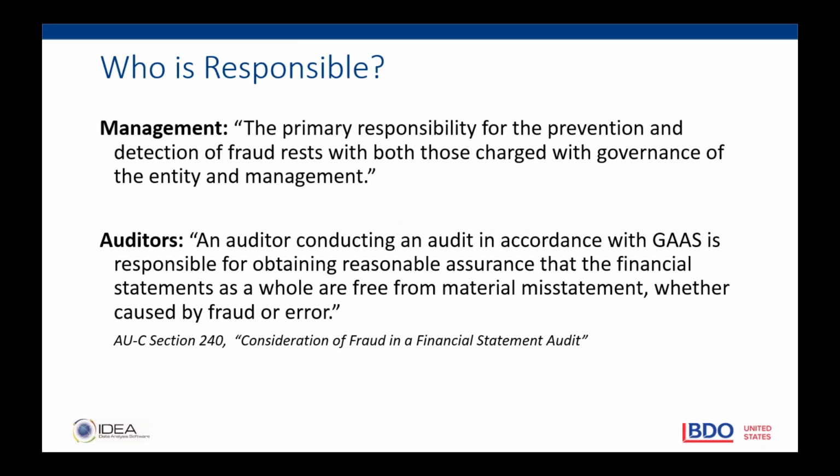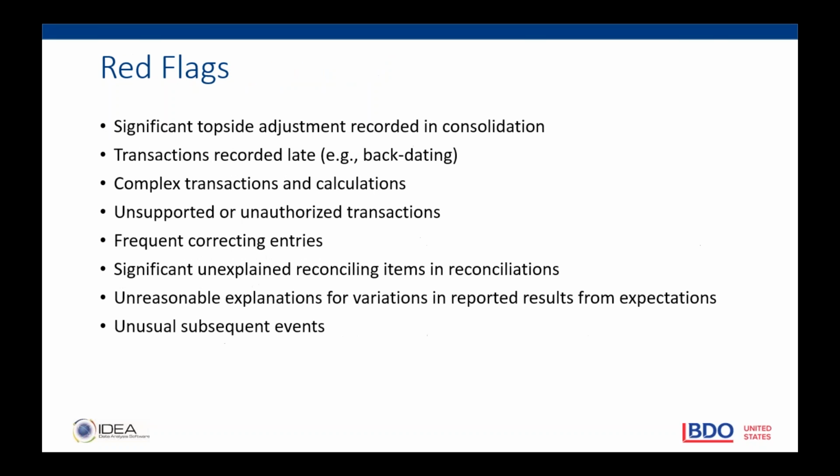Then, whenever I talk about fraud, people say, well, who's responsible for fraud? Well, if we look at the auditing standards literature, it kind of gives us some guidance on here. So management has the primary responsibility for prevention and detection of fraud, both of the entity and the management. And the auditors have a responsibility to obtain reasonable assurance that the financial statements as a whole are free of material misstatement, whether caused by fraud or error. So that last little bit there, whether caused by fraud or error, we'll talk about.